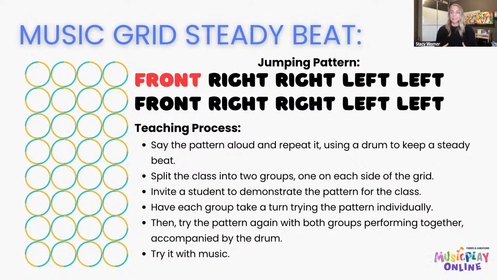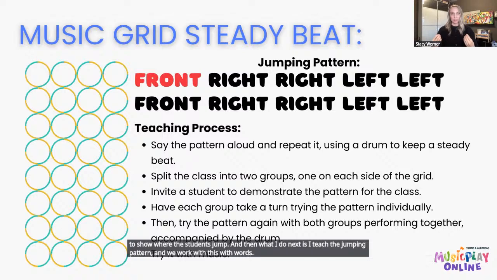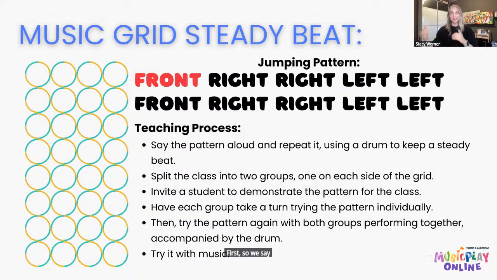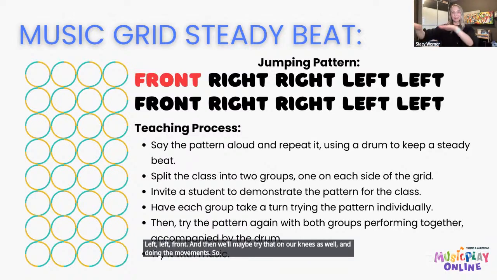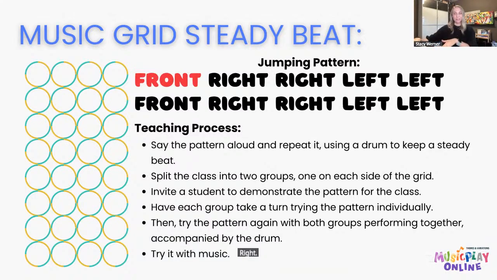And then what I do next is I teach the jumping pattern, and we work with this with words first. So we say front, right, right, left, left, front, right, right, left, left, front. And then we'll maybe try that on our knees as well and do the movements. So we go front, right, right, left, left, front. And then we'll try that with a drum first and just really reinforce that steady beat while saying the movements.